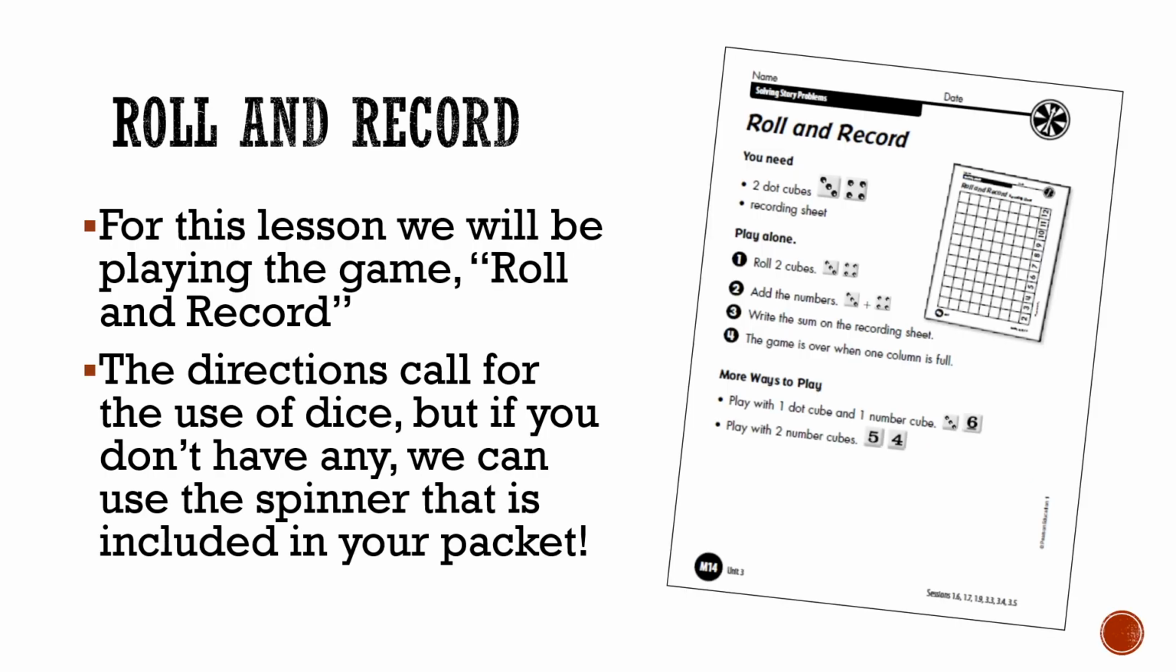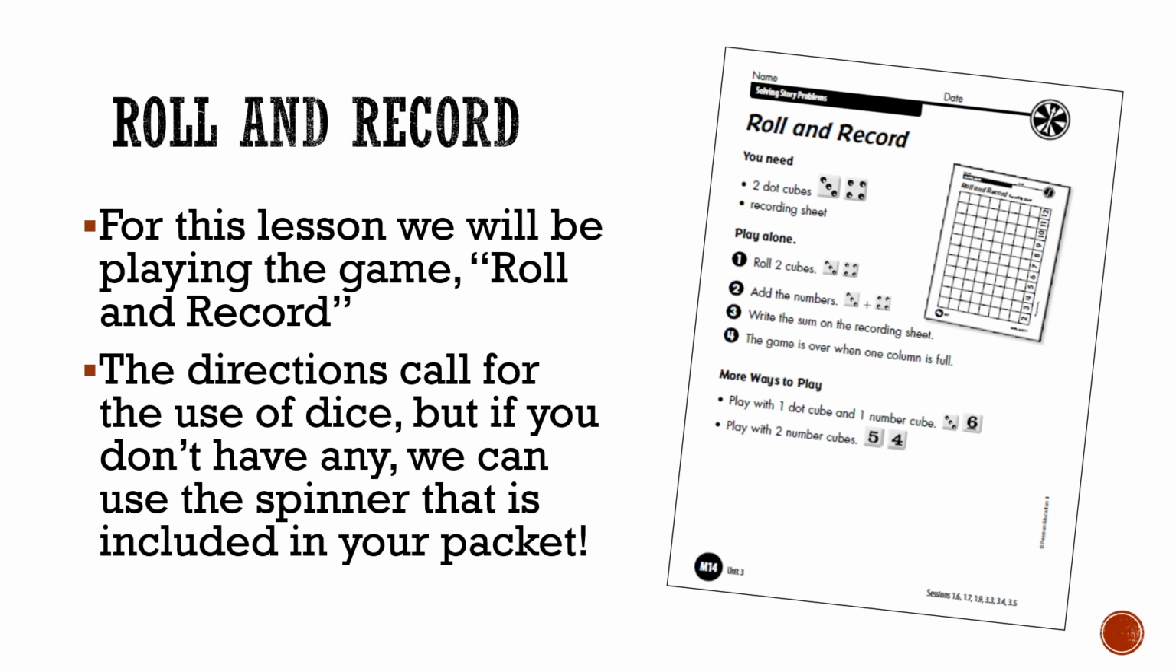In this lesson, we're going to be playing the game Roll and Record. The materials for this lesson require the use of dice. However, if you don't have any dice, we have included some paper spinners in your packet, so you can go ahead and set those up and use those. If you have a number randomizer, you can also use that. If you have numbers between 0 and 6, feel free to set it up and go ahead and roll twice.